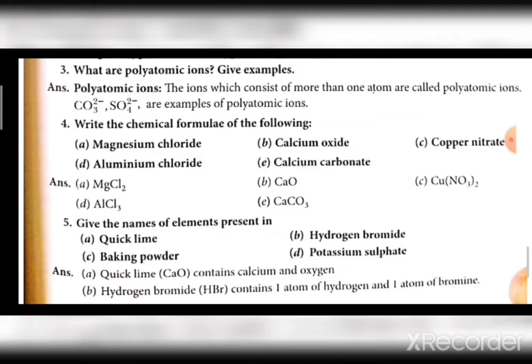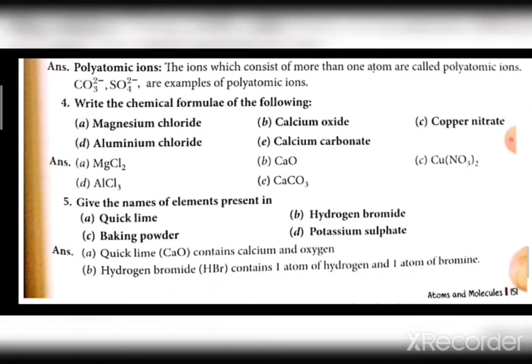So for example, carbonate ion, SO4, that is sulfate ion, or acetate ion. Some of these ions are polyatomic, which are having more than one atom, and they are having some charge also, that is cation and anion, plus charge or minus charge.